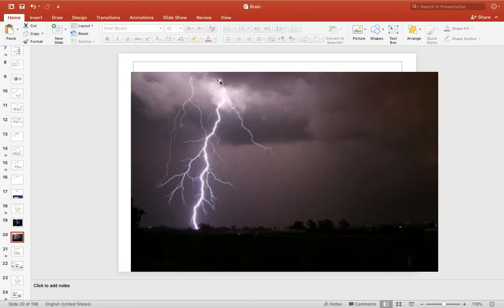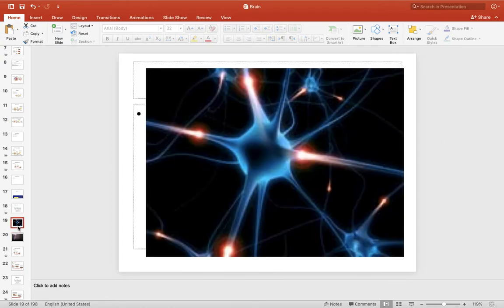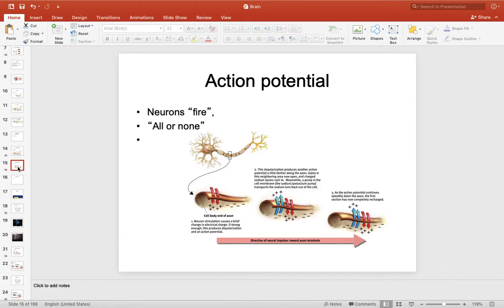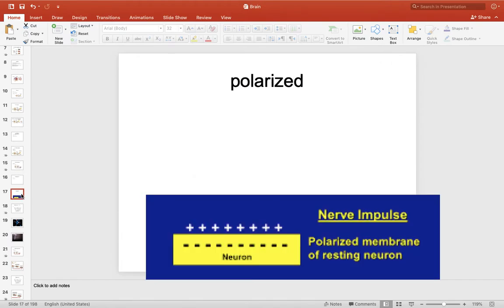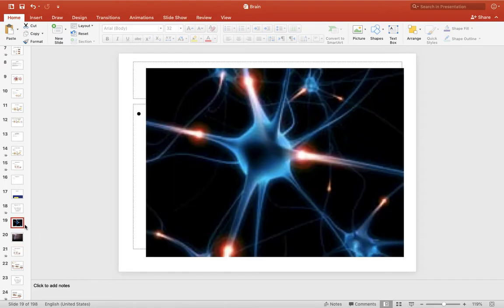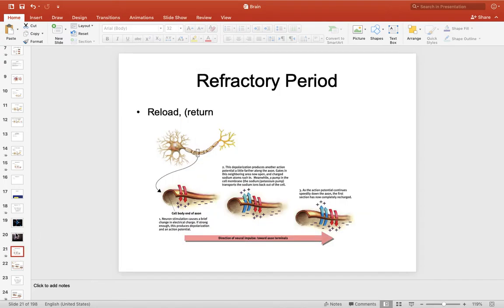Lightning is the positives are up here, the negatives are down here. Nature doesn't like it. And when they come together, they collide and they create electricity. And the same thing happens with a neuron. All right, so you have potassium and sodium, and you have polarized and depolarized, and it creates electricity. All right, and it fires. That's the action potential. Then it reloads to fire again.